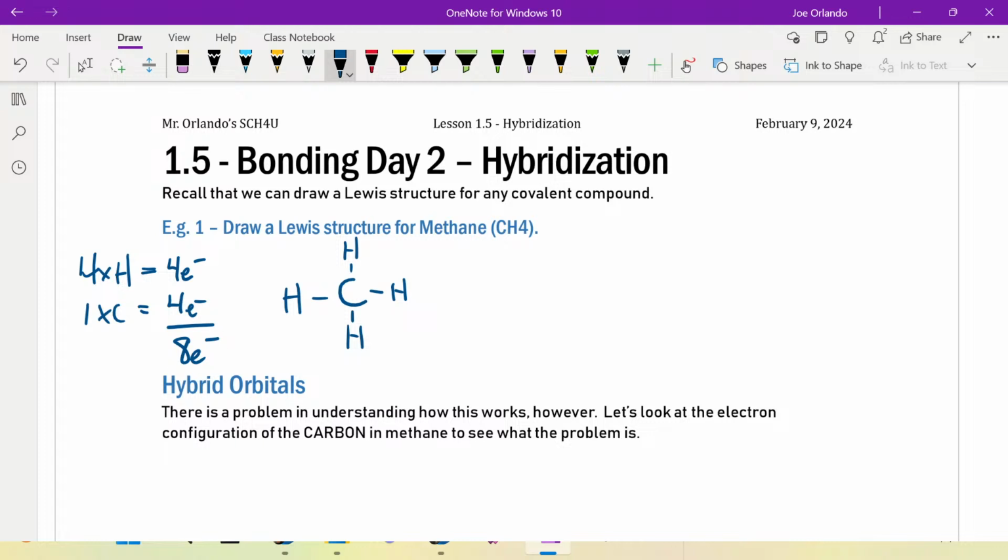Hey, we just made a structure. That's pretty easy, wasn't it? All these bonds we would call sigma bonds. Why? Because it's the first bond between 2 atoms. We always call that a sigma. If it had a double bond, the second bond we would call pi. But we'd still call one of the 2 sigma, the other pi.